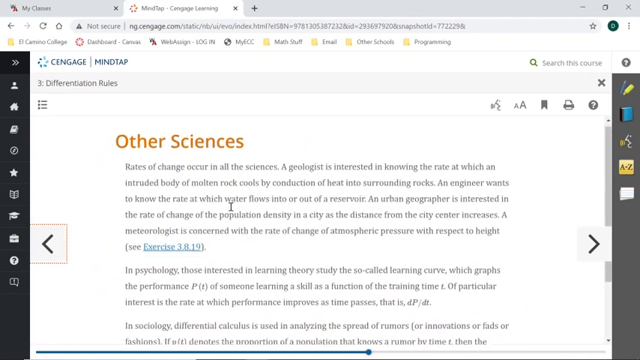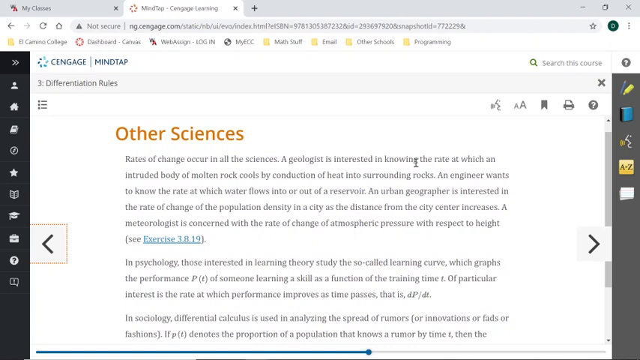Going a little further, a geologist may be interested in knowing the rate at which an intruded body of molten rock cools by conduction of heat into surrounding rocks. So we're measuring the amount of heat with respect to time. An engineer wants to know the rate at which water flows into or out of a reservoir, similar to an electrical current. The amount of water, let's say the mass of water per unit of time.